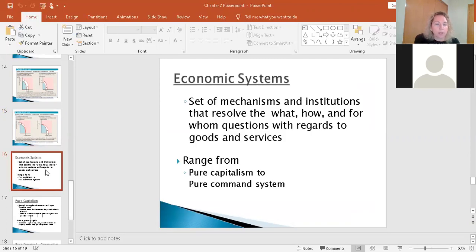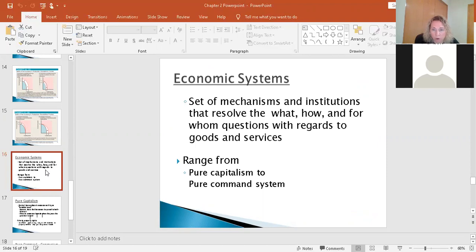Okay, so now we're going to move on. We're done with economic tools. Now we're going to move on to economic systems. I think it's a much more interesting part of the chapter because it is something that you and I probably think about on a regular basis: the mechanisms that make economic systems work.